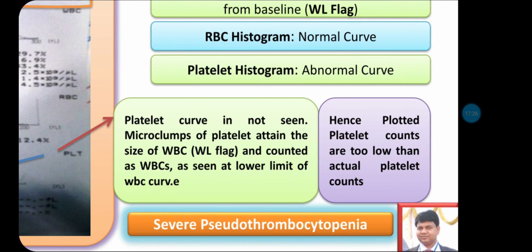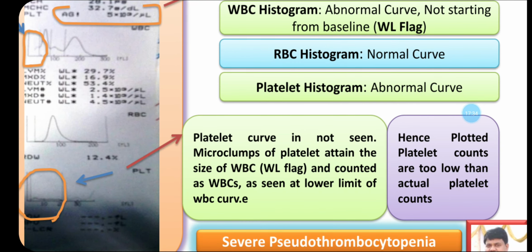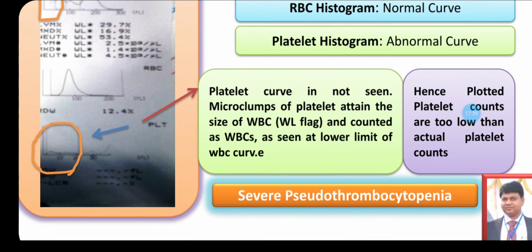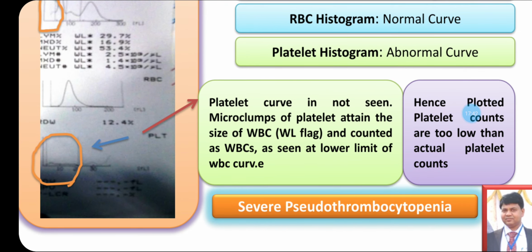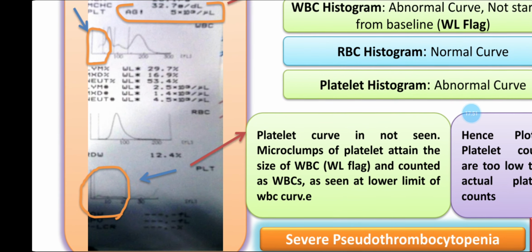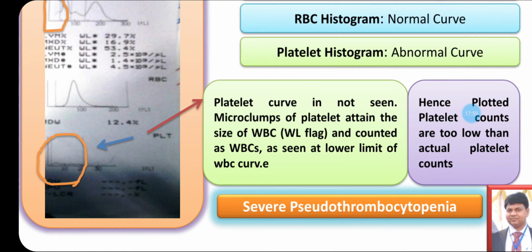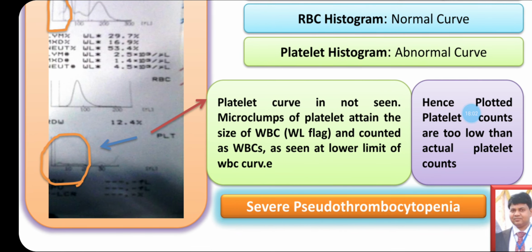So this person's findings suggest a patient of severe thrombocytopenia, but our platelet findings suggest that these are false counts, and this is a typical case of severe pseudo thrombocytopenia. That means the counts which were plotted are false counts. So by knowing the findings of the WBC histogram and the platelet histogram, we can easily differentiate whether we are dealing with a true case of thrombocytopenia or a false case of thrombocytopenia.